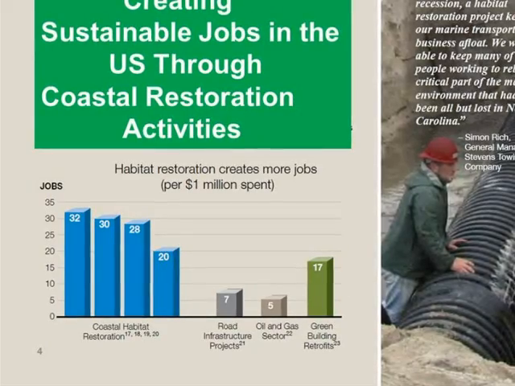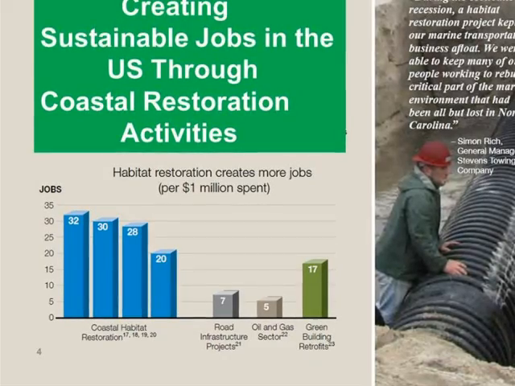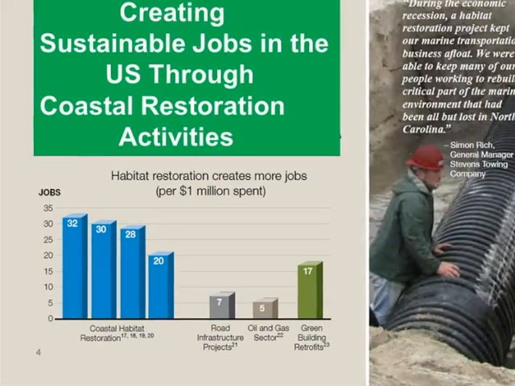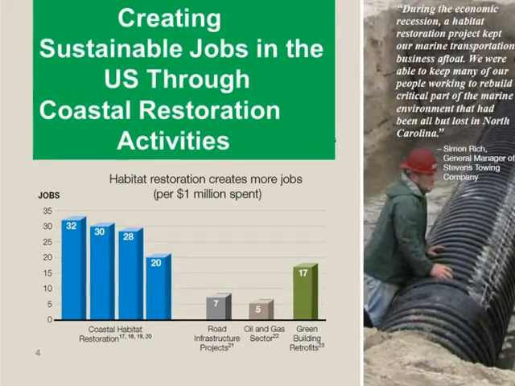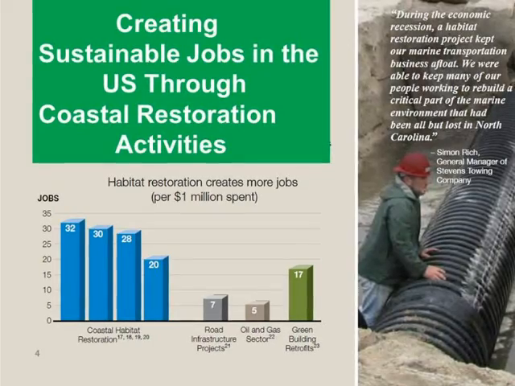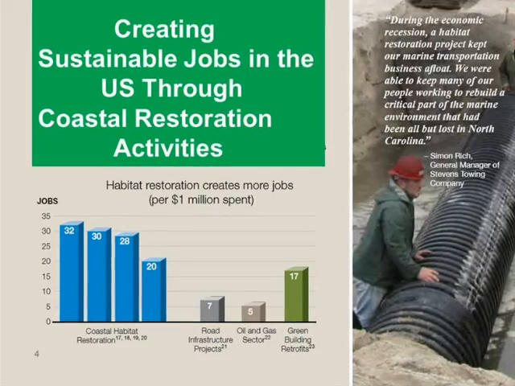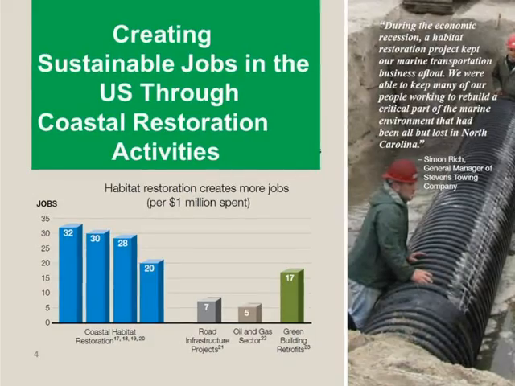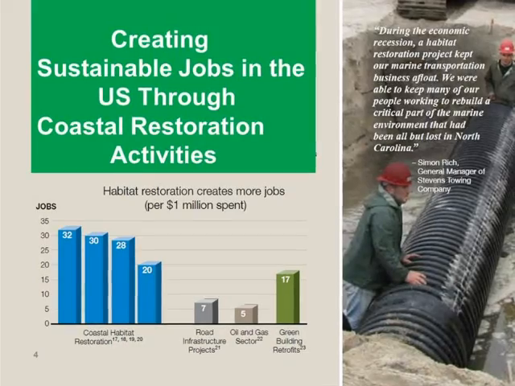If we take a look at road construction projects, oil and gas projects, and green building projects, the number of jobs created per $1 million invested ranged from 5 to 17. So clearly, if you added all those up, the roads, oil and gas, and green, you only begin to see the total number of jobs approaching what we get on the coastal habitat. So really, there's about a 3-to-1 ratio between coastal habitat investments and these other green energy investments.